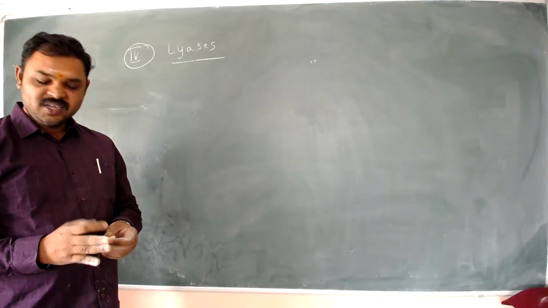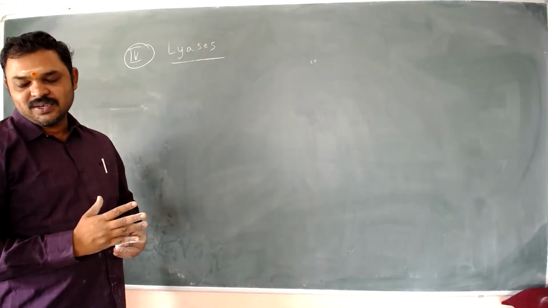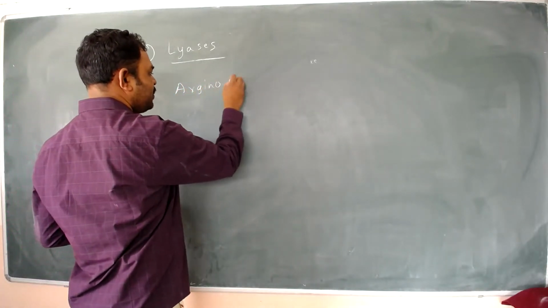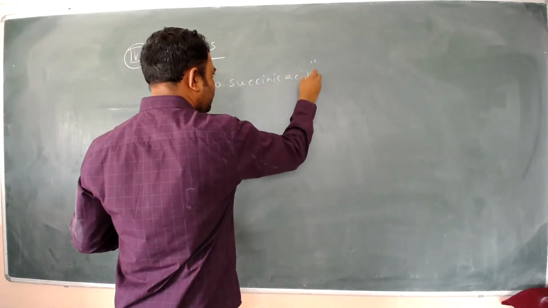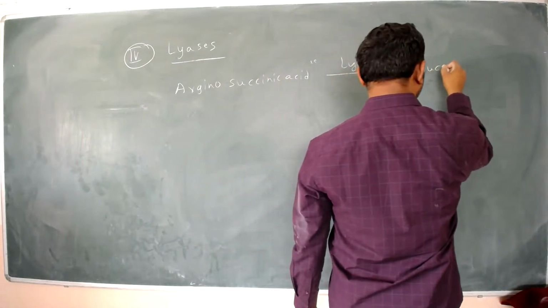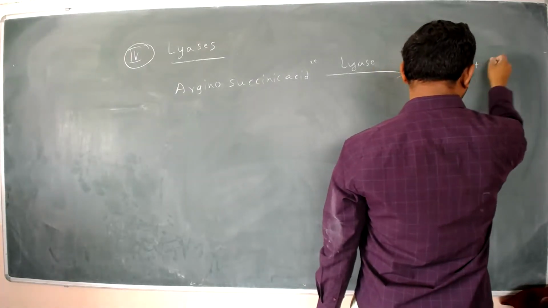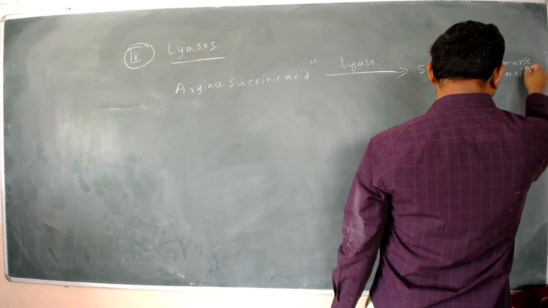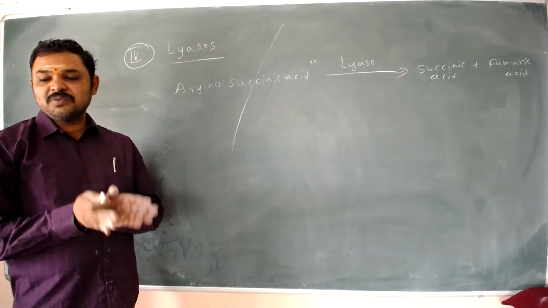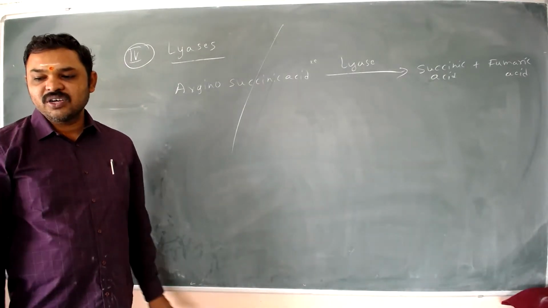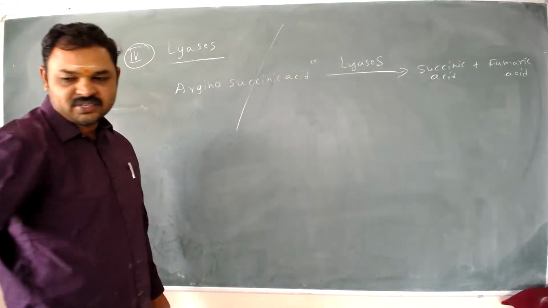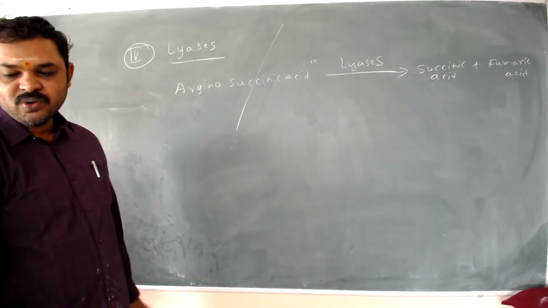Suppose argininosuccinic acid can be broken by lyase enzyme, which results in succinic acid and fumaric acid being formed. This is argininosuccinic acid. The enzyme acting on it is lyase, which results in succinic acid and fumaric acid. So the enzymes which are involved in breaking a substance into different products can be called lyase enzymes. That is the lyases.